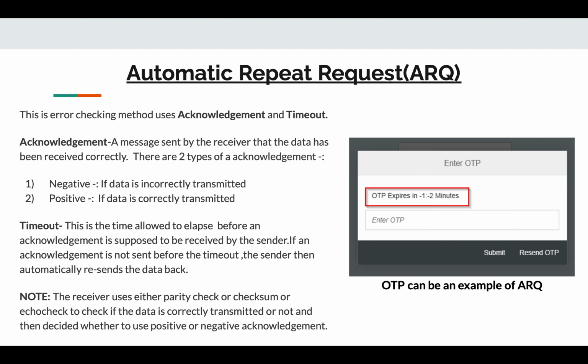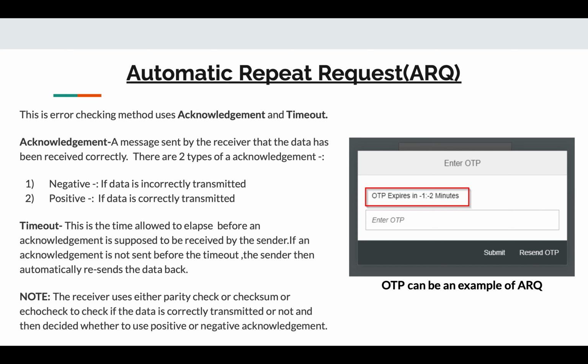The next checking method is known as automatic repeat request. This is an error checking method which uses acknowledgement and timeout. Acknowledgement is a message sent by the receiver that the data has been received correctly. There are two types of acknowledgement. Firstly, negative, which means the data has been incorrectly transmitted, and secondly, positive, which means the data has been correctly transmitted.